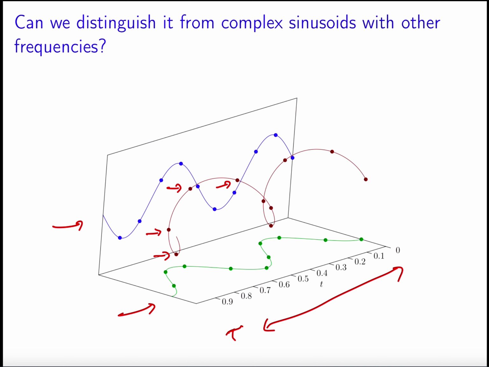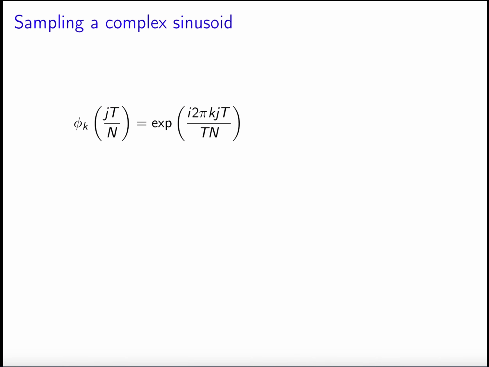And now the question is, these are 10 numbers. From these 10 numbers, can we distinguish this complex sinusoid from complex sinusoids with other frequencies? Can we say, for sure, this is from a complex sinusoid that has this frequency k over T? It cannot be from another sinusoid with a different frequency. And actually the answer is no. Okay, let's take a look at why.